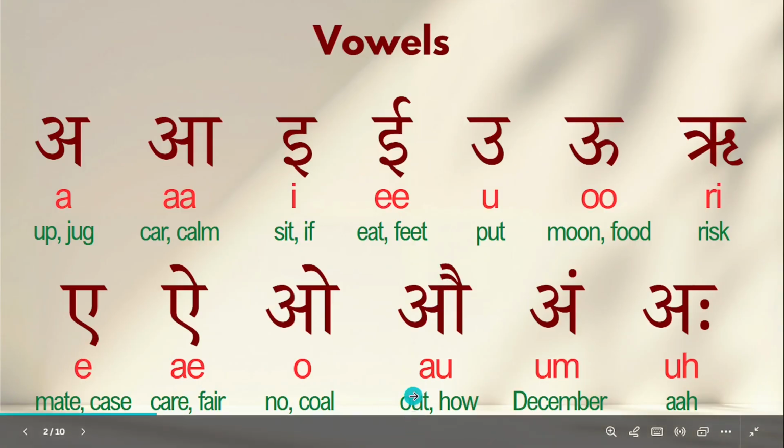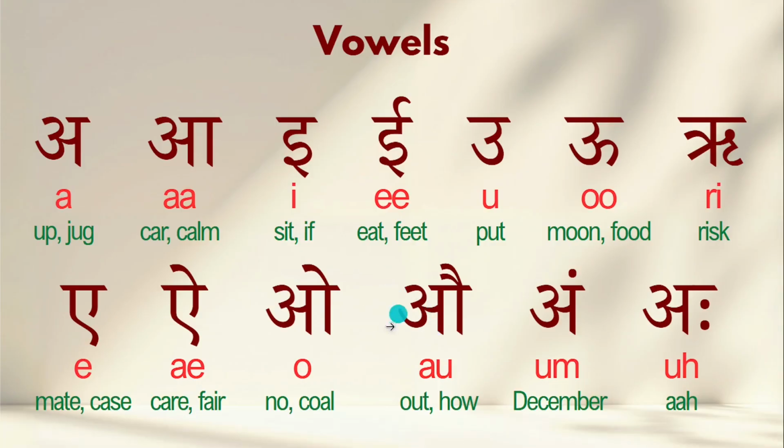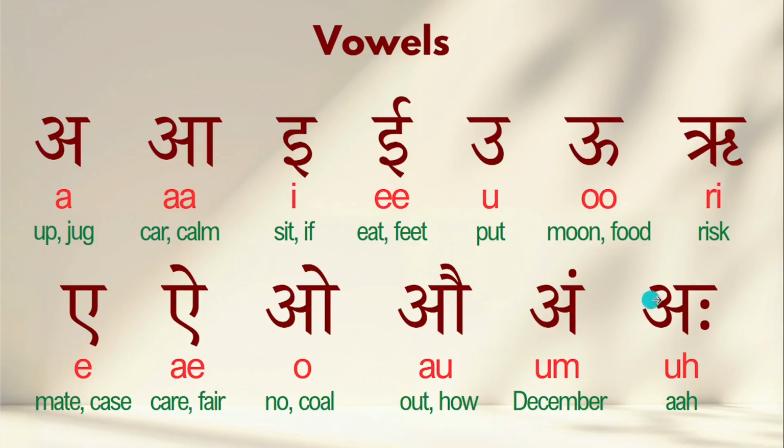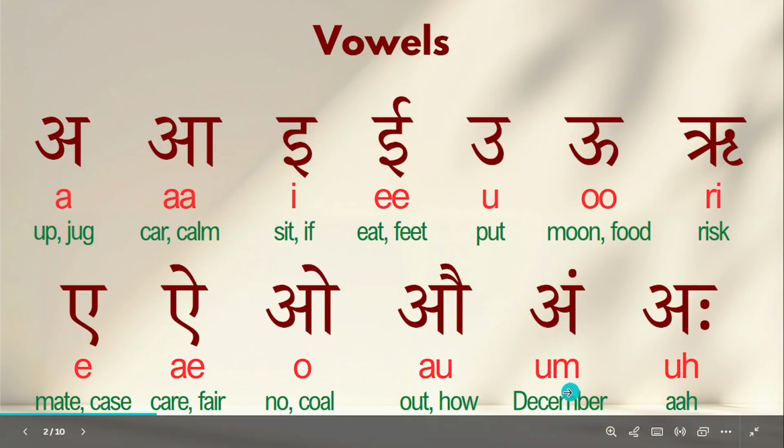But even when you say out, it goes with ah and then oo. This is not ow; it's more like it starts with an o and then goes into an oo. So it's a, i, o, au. I think it's easier when we speak words, at that point it'll become easier. Then this is just an m sound, like in December.